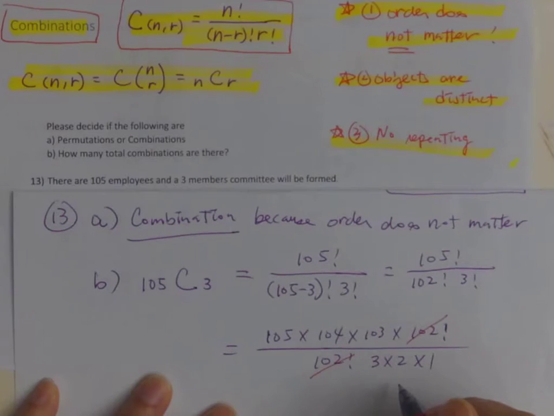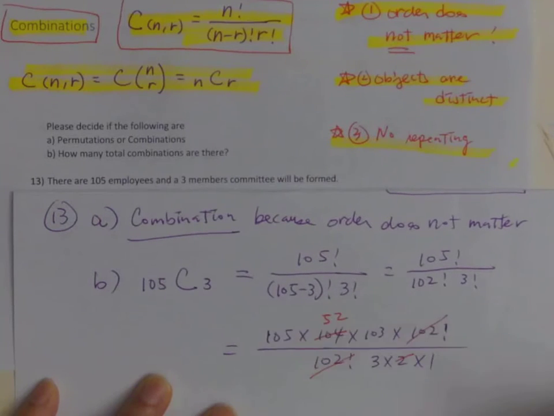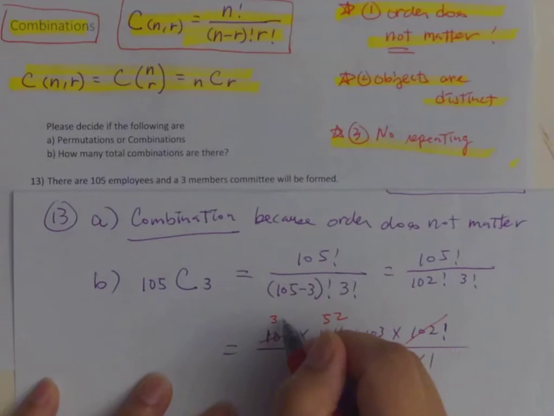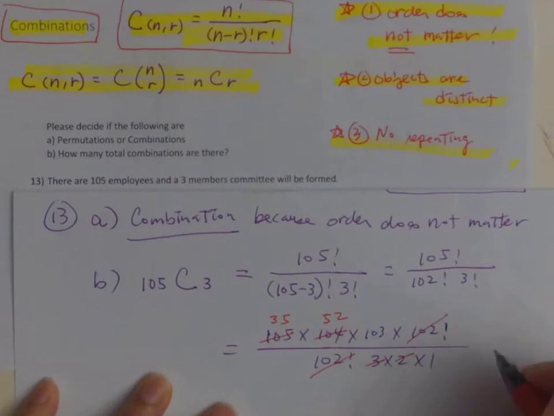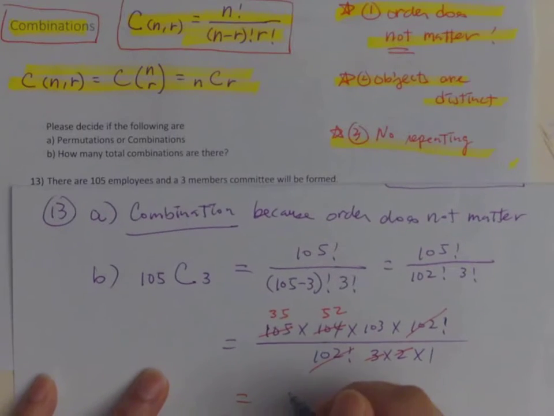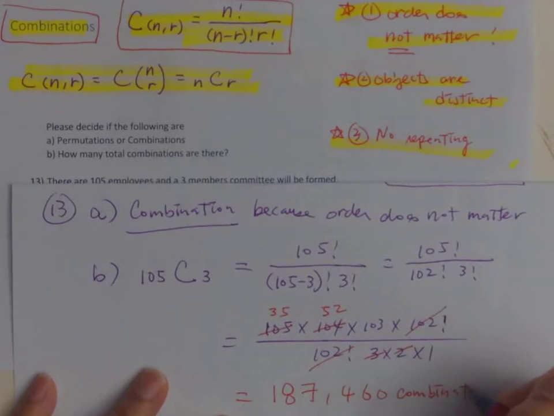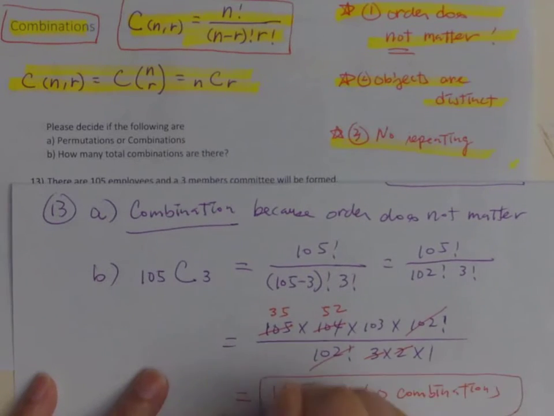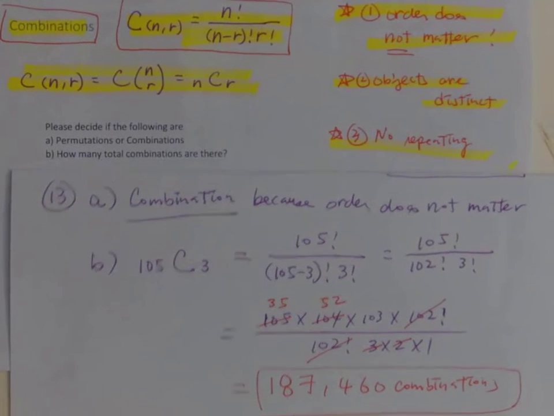And then 2 times 5 is 10, 2 times 2, okay. 3 times 1, 3 times 3 is 9, 3 times 5 is 15, right? So if we multiply these 3 numbers together, you should get a really big number: 187,460 combinations. Because the order doesn't matter, it's a huge number. Are we okay? So that's number 13.